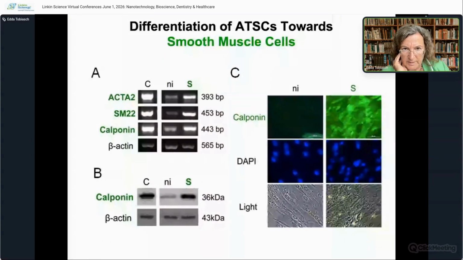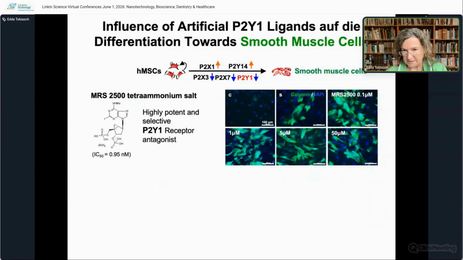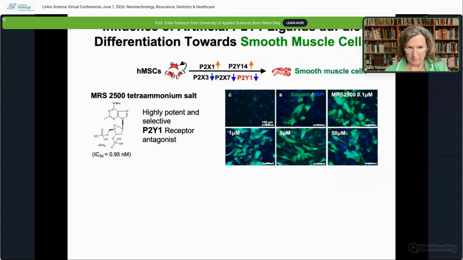We did a similar experiment for the smooth muscle cell differentiation. Here our readout is calponin, which, as we showed before, is a specific marker for smooth muscle cells, also in natural primary cells. We looked for specific markers such as calponin on the RNA and on the protein level, and for a specific staining of the cells. Now, similar to what we did before, we used an artificial antagonist for P2Y1 to see if we can enhance that smooth muscle cell differentiation.